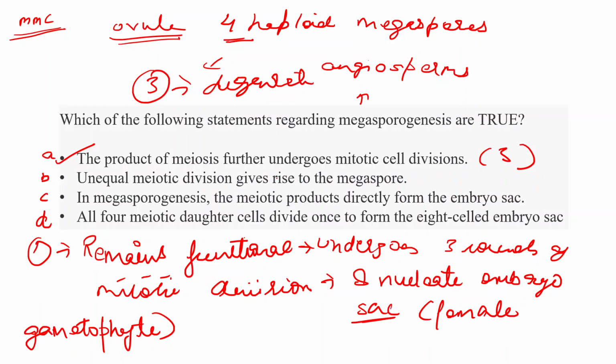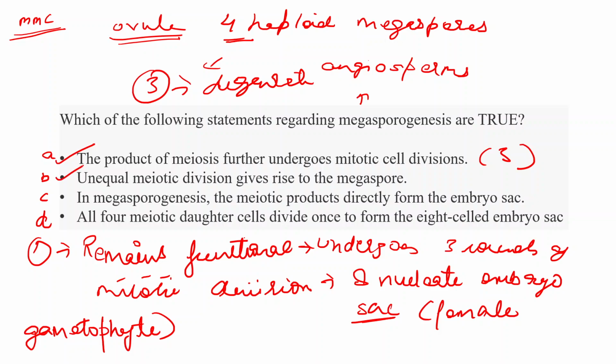True, because although meiosis produces four megaspores, only one survives. That is, there is only one functional megaspore and the other three are degenerate. So this is often described as unequal in outcome. Not in the cytokinesis mechanism, but in fate it is an unequal outcome. So unequal meiotic division gives rise to the megaspore.